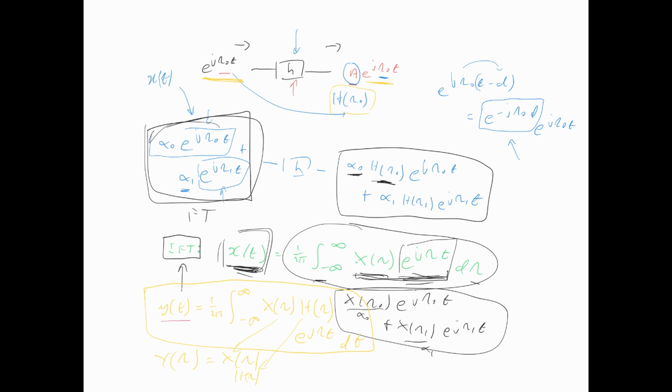Here we are saying that the output y of t can be represented by a sum of sinusoids, each with a magnitude of x of omega times h of omega. That's why we say that the output at the frequency omega is given by x times h, because this is the magnitude of the amount of this sinusoid that's present in the output signal.